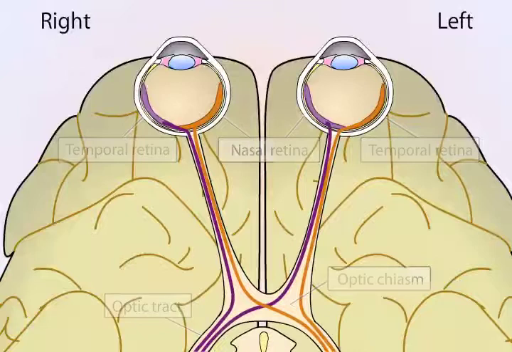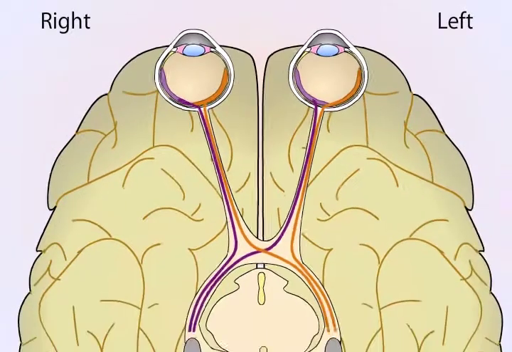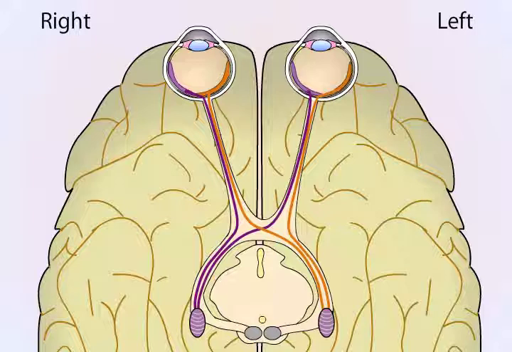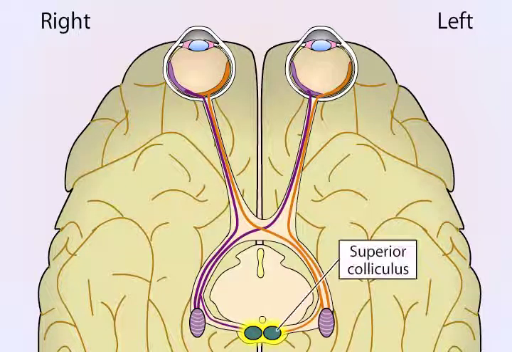The vast majority of axons of the optic tract terminate in the lateral geniculate nucleus, or LGN, which is the visual part of the thalamus. However, the axons of retinal ganglion cells also project to several other brain regions. Some axons of retinal ganglion cells extend to the superior colliculi, a paired structure on the roof of the midbrain. The superior colliculi help coordinate rapid movements of the eyes toward a target.